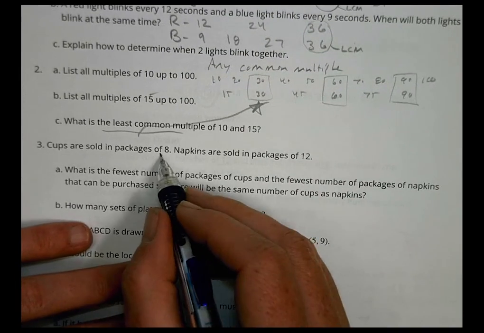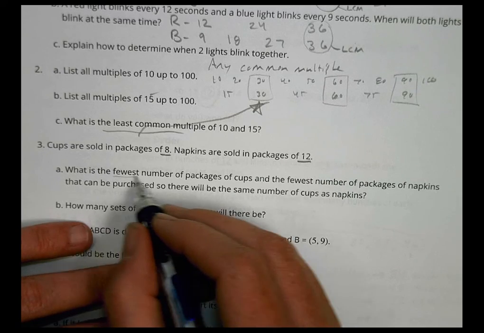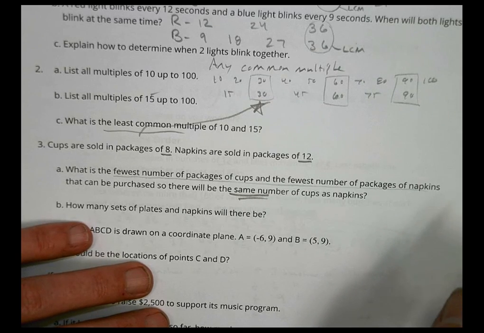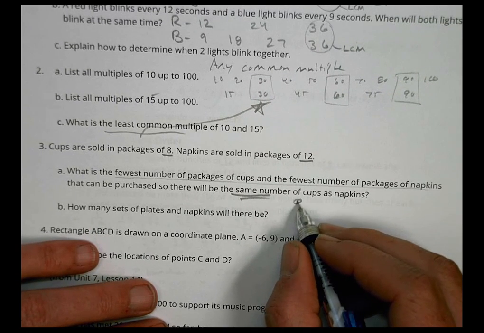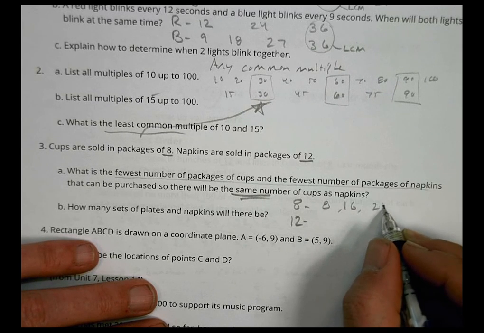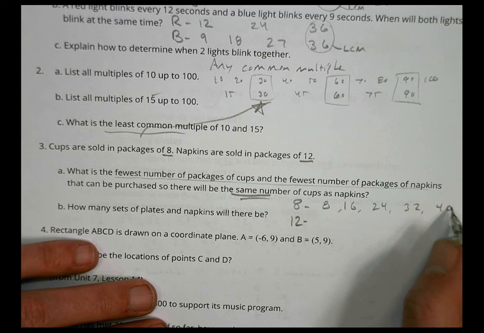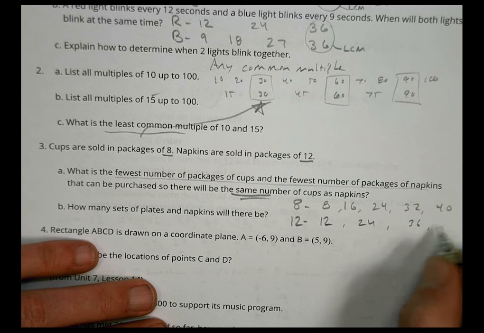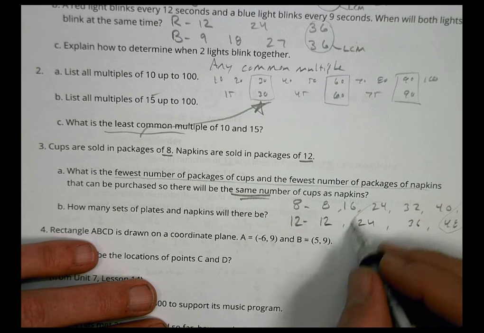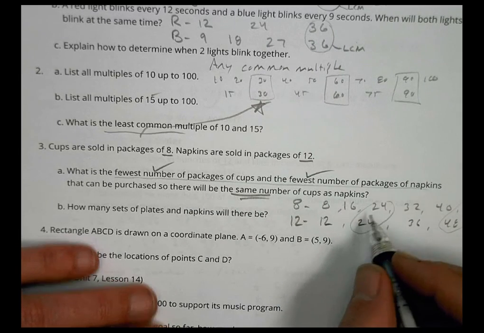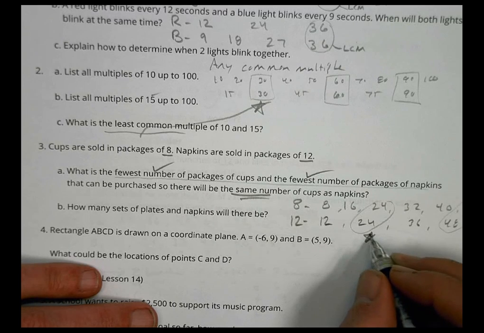All right, cups are sold in packages of 8, napkins in packages of 12. What's the fewest number of packages of cups and napkins that can be purchased to get the same number? Okay, so we want to find the multiples of 8 and 12 and see what's the least. So here's 8, here's 12. 8 becomes 8, 16, 24, 32, and 40. 12 is simply going to be 12, and 24, and 36, and 48, right? So, yes, 48's in common, yes, 24 is in common, but we want to find the fewest. And which one's the fewest? That's going to be the 24 is the fewest.